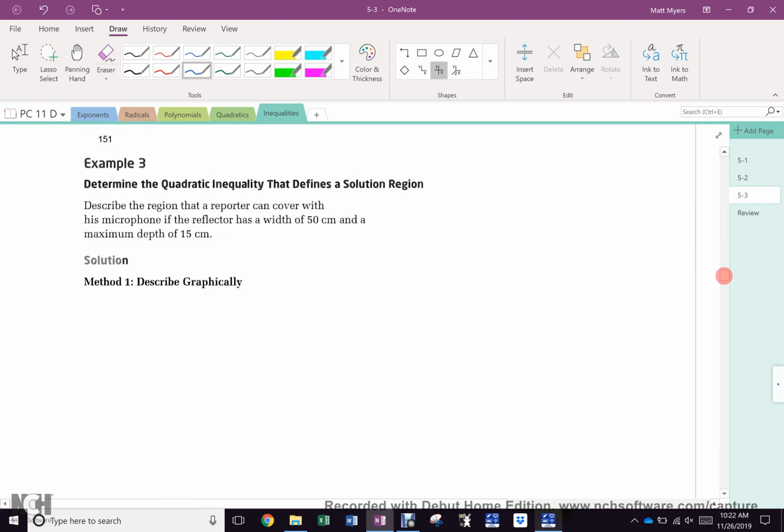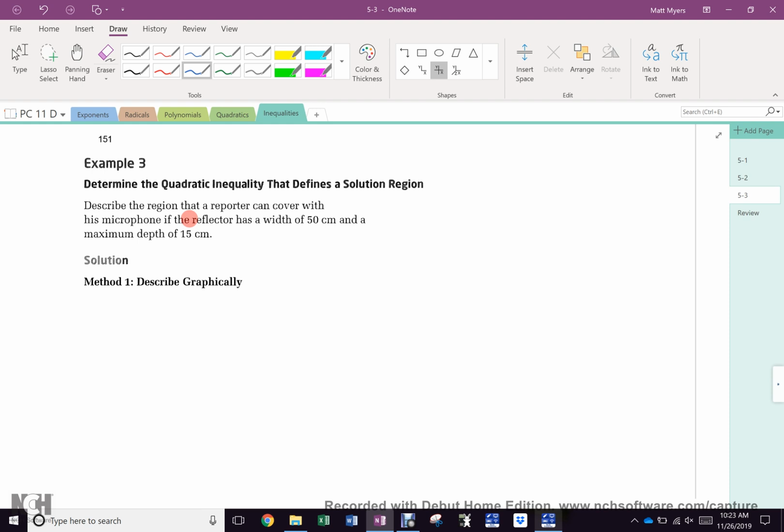Okay, let's do a real life one, because this is the type of thing that people really have to do. You guys have all watched sports on TV that are filmed outdoors. You see the guys standing there with the camera, and it's got like an umbrella around the camera, right? That umbrella is a parabola, except it's 360 degrees of parabola.